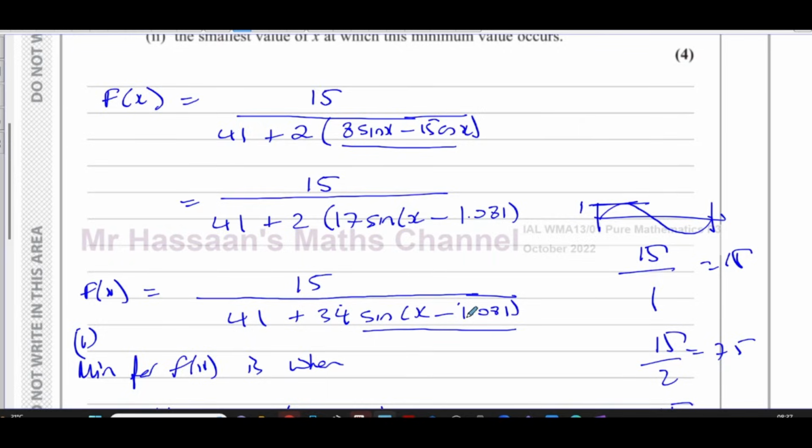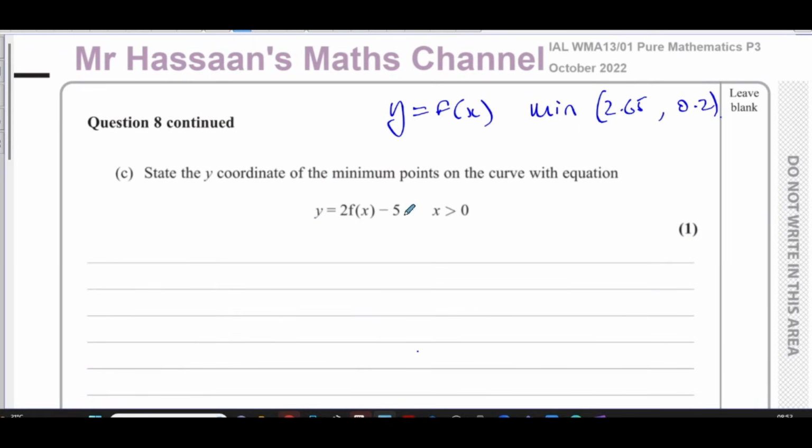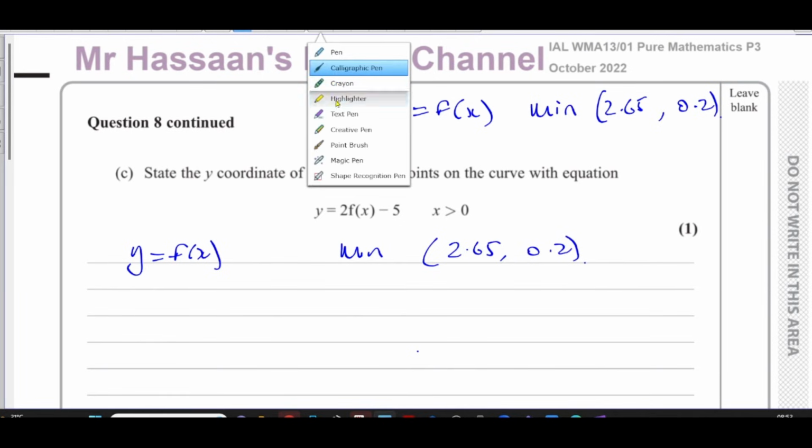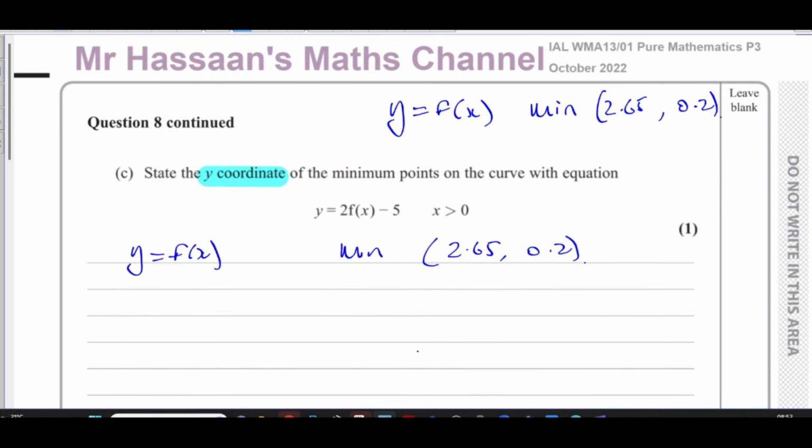Okay, and it says state the y coordinate of the minimum points on the curve with the equation y equals 2f of x minus 5, x is greater than 0. So now, we know that for y equals f of x, we just found that the minimum point was 2.65 and 0.2. So now we're concerned with the y coordinate, which is this 0.2.